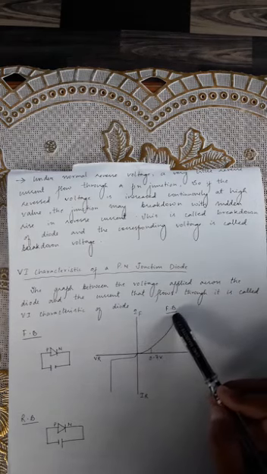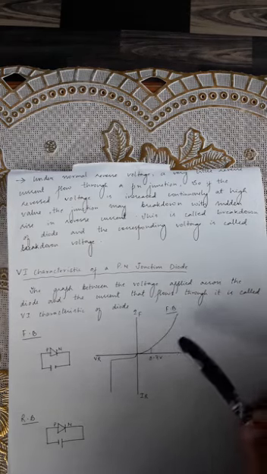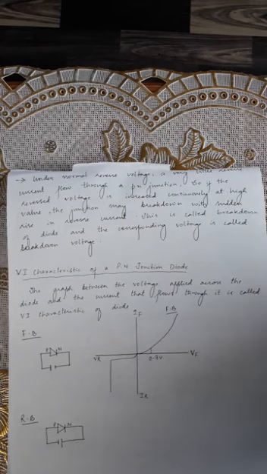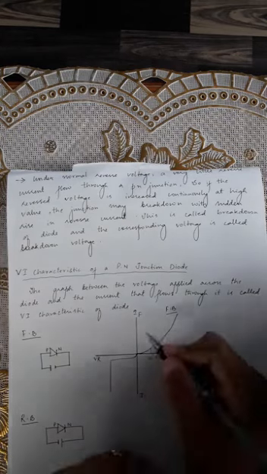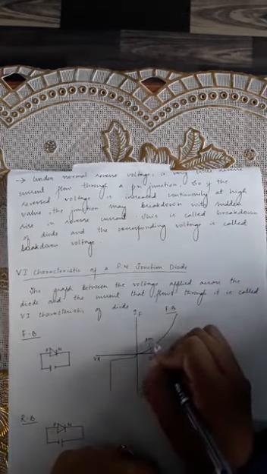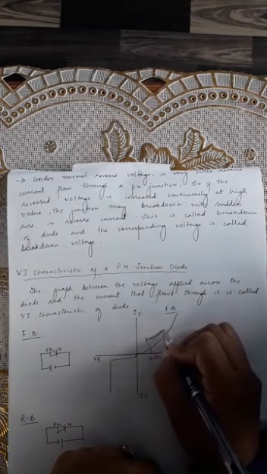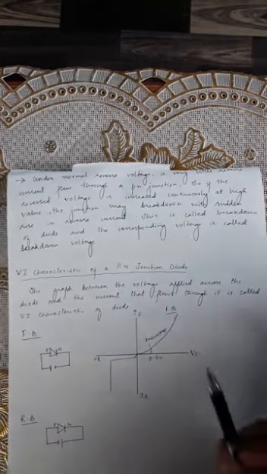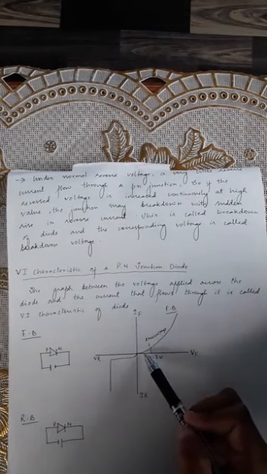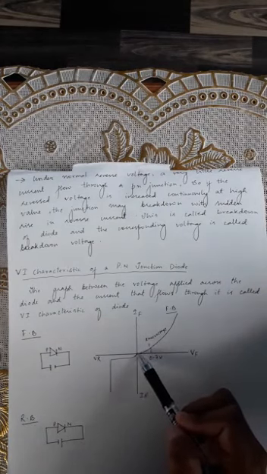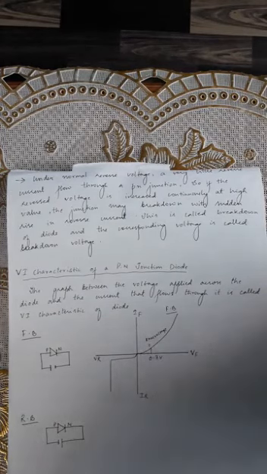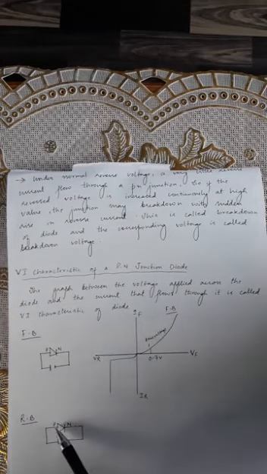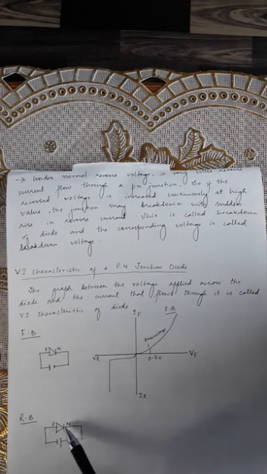exponentially. The voltage at which the diode starts conducting is known as the knee voltage, and this is the knee voltage. Before this knee voltage, the current through the circuit is very low. But in the case of reverse bias, the P-type is connected to the negative terminal and the N-type is connected to the positive terminal.